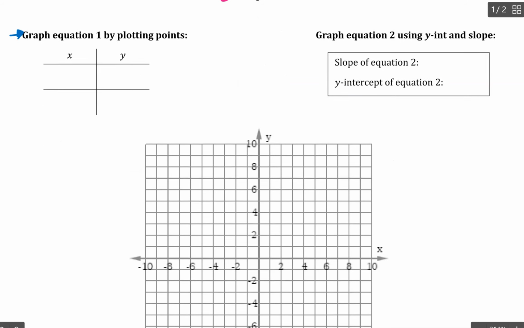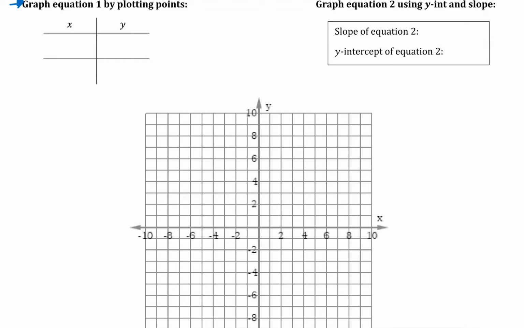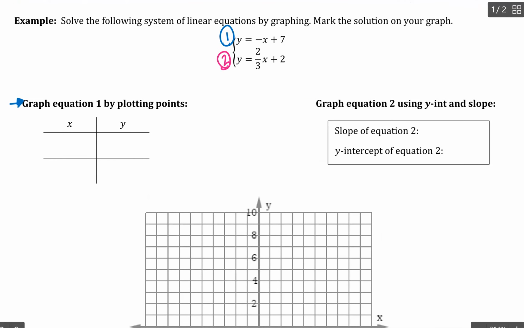Now I do recommend choosing x values that are centered close around the origin so that you don't get points that are far off your graph, because that wouldn't really be useful in terms of graphing. So for example, I'll choose -2 and 2. I usually like to choose one positive and one negative. And then we're going to plug those x values into the equation of our line. Remember, this is the equation of equation 1.